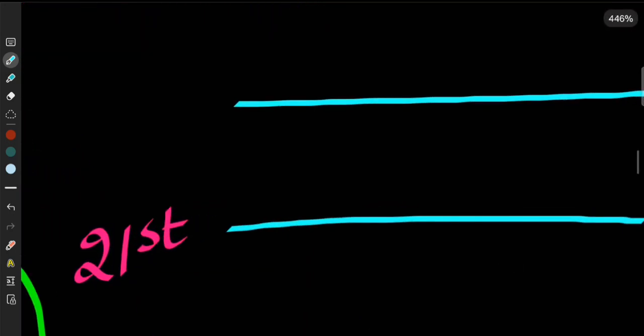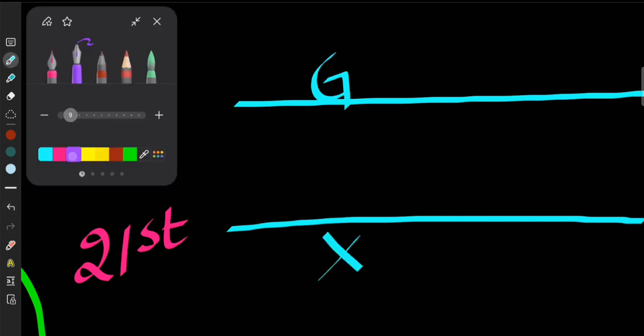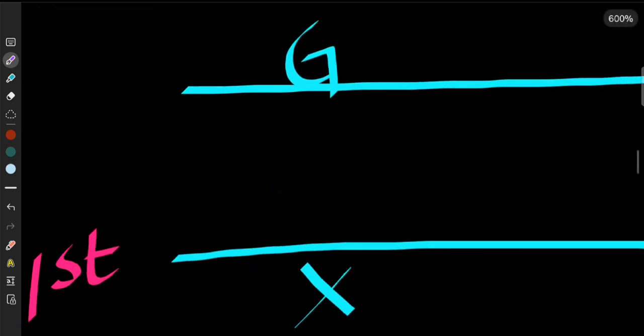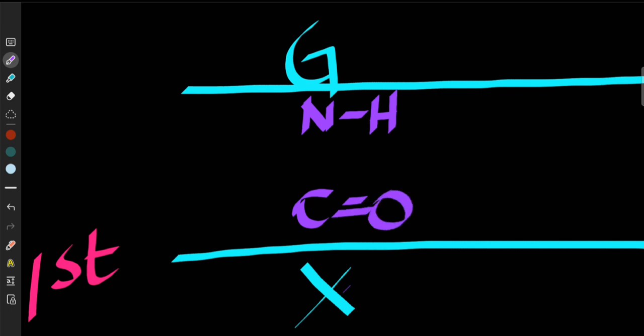Suppose we have a glycine, right? And then we have any other amino acid. I'm just going to give it the name X, okay? So let's write it down, X, right? So let's say that this particular glycine has an NH bond, right? And this particular molecule could have a C double bond O, right? And then what will happen is, there will be formation of hydrogen bond.